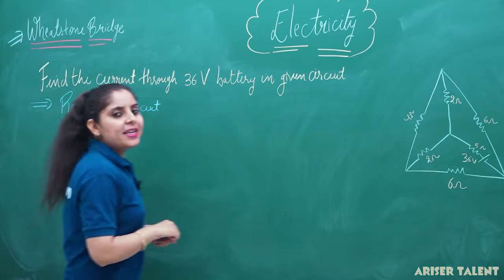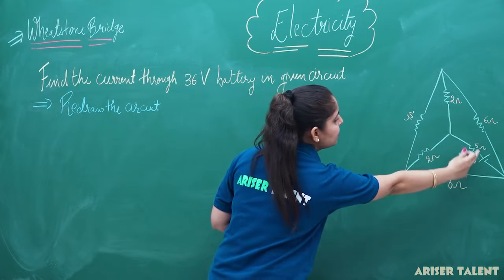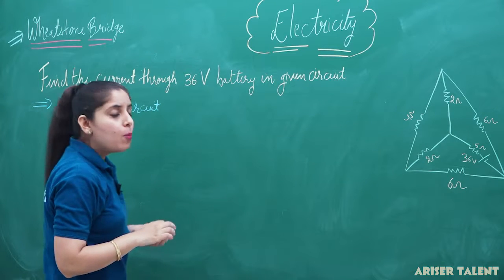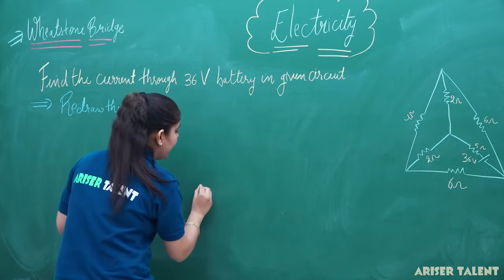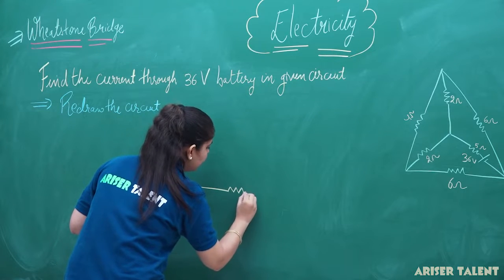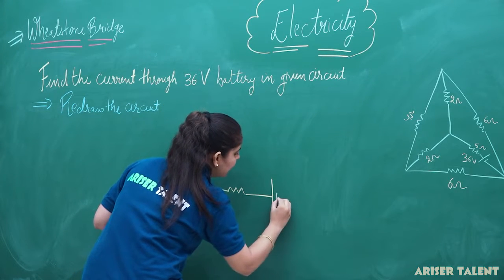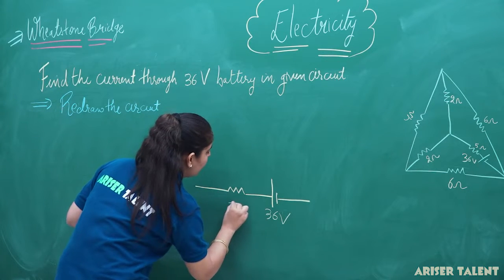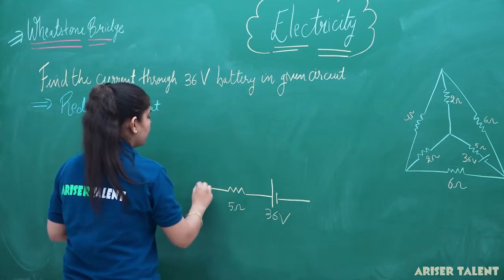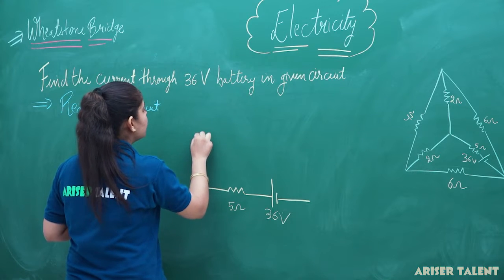So you can see here, there is a 36 volt battery connected to the 5 ohm resistance. So what I will do here, I will just draw the circuit like this: this is a resistance and this is our 36 volt battery. This is a battery of 36 volt along with the resistor of 5 ohm. Now I am drawing the Wheatstone bridge here.